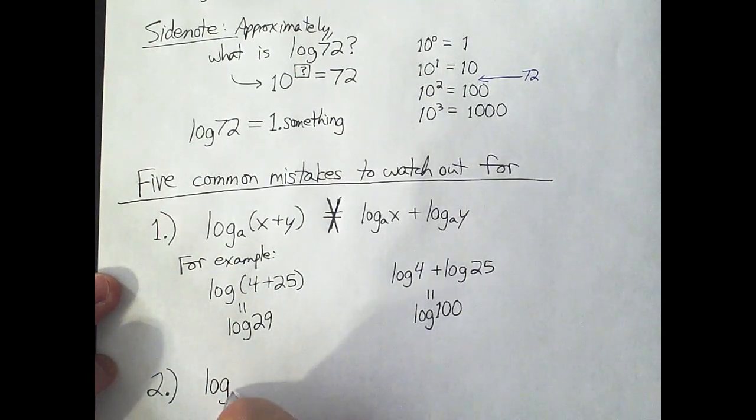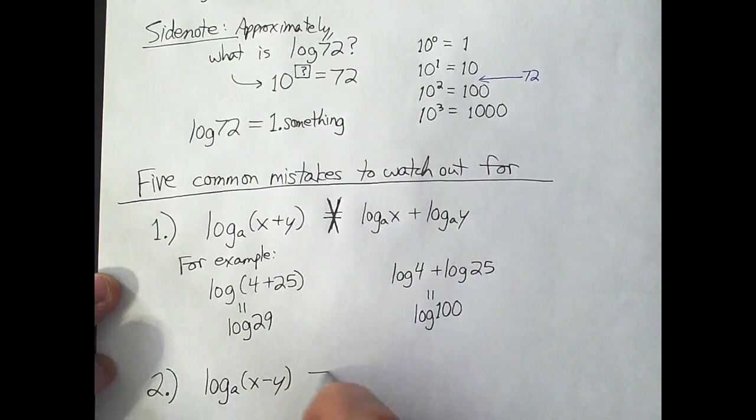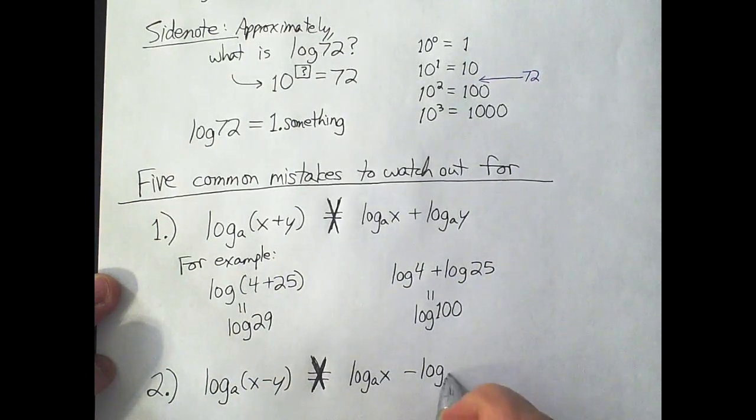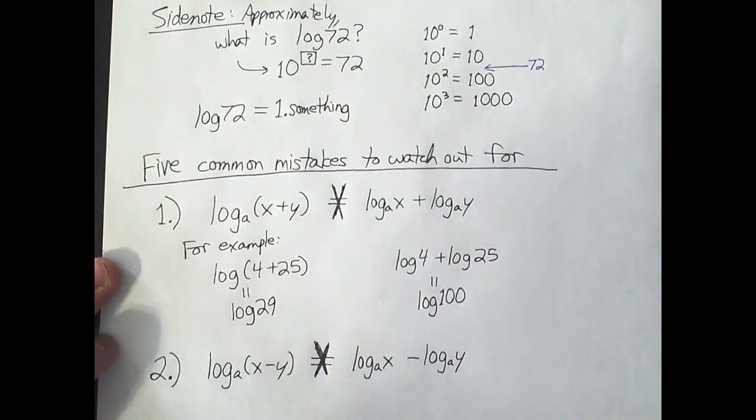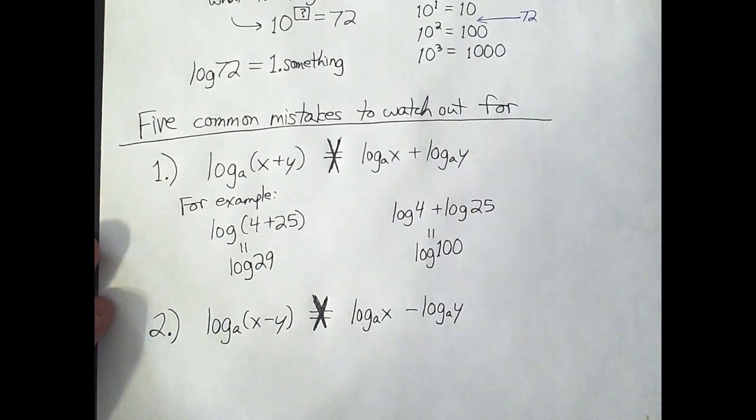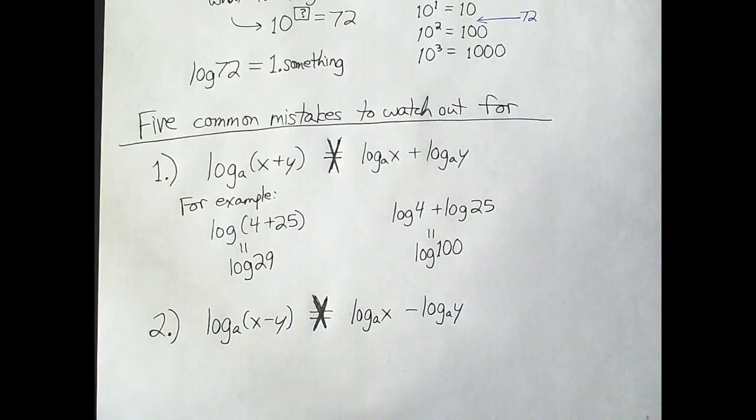Similarly, another common mistake to watch out for is if you have a log of something minus something, that is not equal, put a big X through this, that is not equal to log base a of x minus log base a of y. I don't have a specific example to show you for this one, but it's the same type of reasoning as the one above. That would be like a mistake version of law 2.